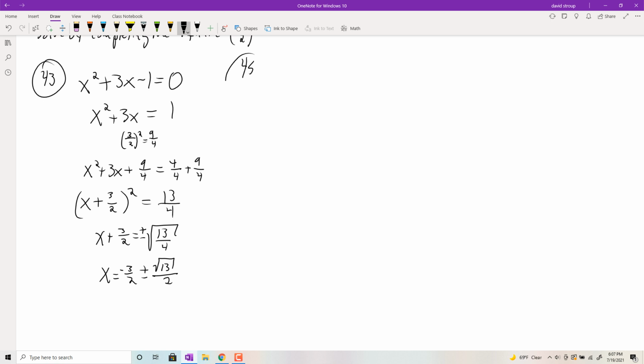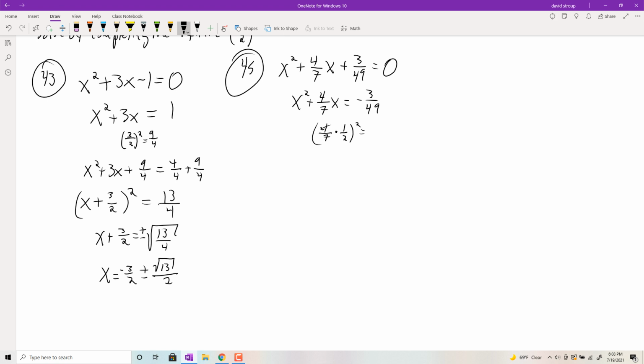Let's try 45. So I have x squared plus 4/7 x plus 3/49 equals 0. Okay, so move the 3/49 over. Second step, 4/7 divided by 2 is the same as 4/7 times 1/2. Then I got to square it. What is this? 2/7. And square it. That'll be 4/49. And I got to add that to both sides to complete the square. So x squared plus 4/7 x plus 4/49 equals negative 3/49 plus 4/49.